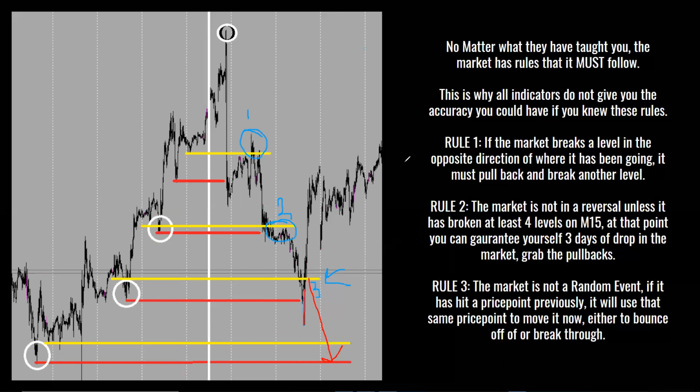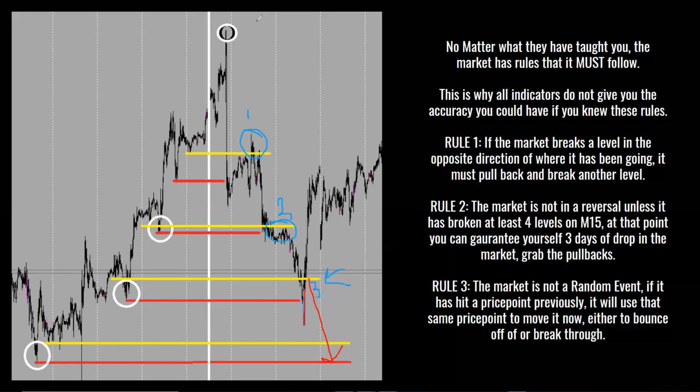Why? Because the market must follow these rules. They have to retest certain zones if it's done correctly. If not, you'll lose. So it's about being patient. It's about waiting for these reversals. It's about waiting for broken levels. And when you identify these levels, then you can place your pendings accordingly.